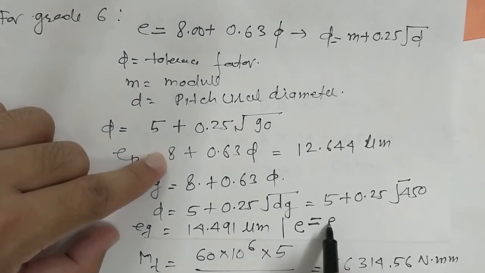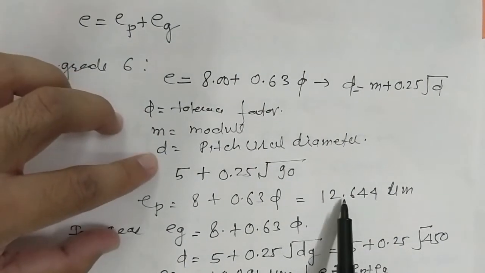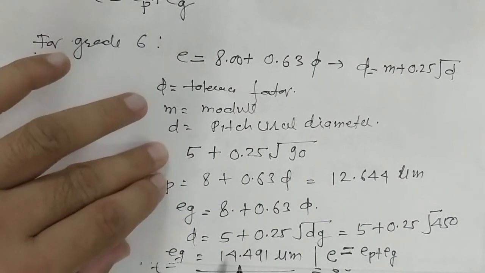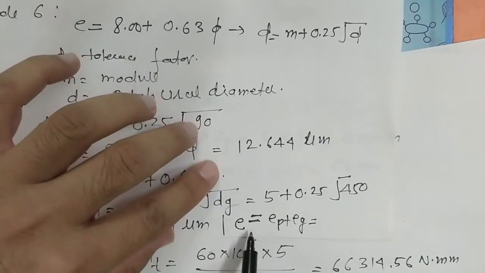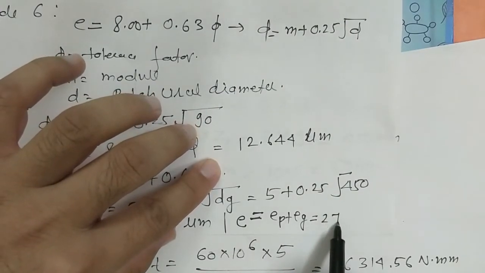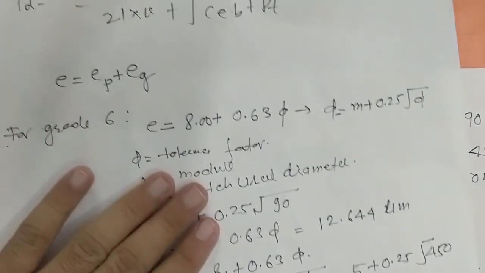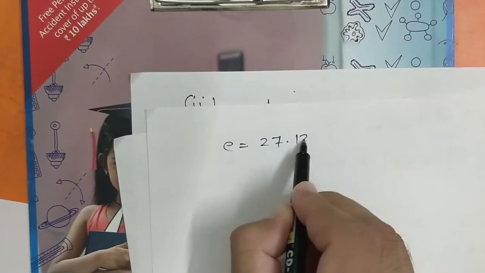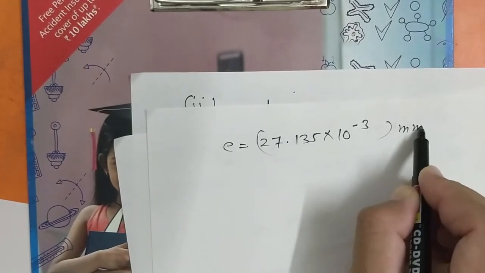So from here we can calculate total error. E equals Ep plus Eg. So after adding up, 12.644 is Ep and 14.491 is Eg. So the total E is 27.135 micrometer, or we can write E equals 27.135 into 10 raised to power minus 3 mm.